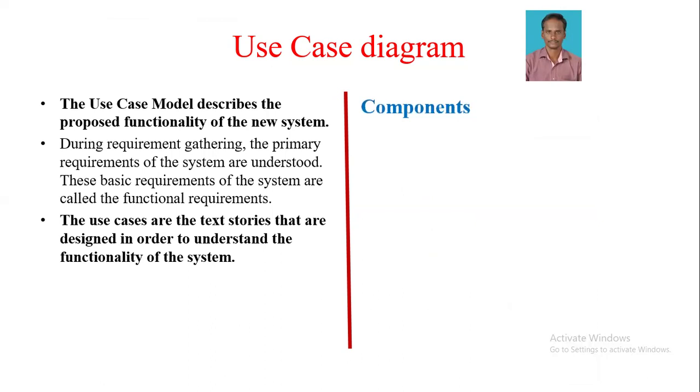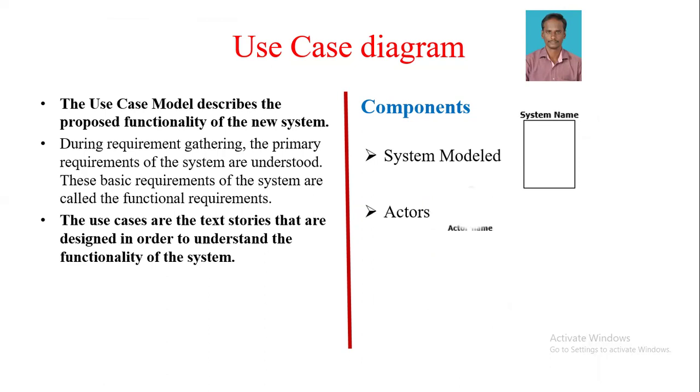Also, we have some components to draw the use case diagram. The first one is the system model. The entire system model must be enclosed with a rectangular box, and we have to provide the system name. Next, actors. Actors are represented with this symbol. There are also 2 different actors, implicit and explicit actors.